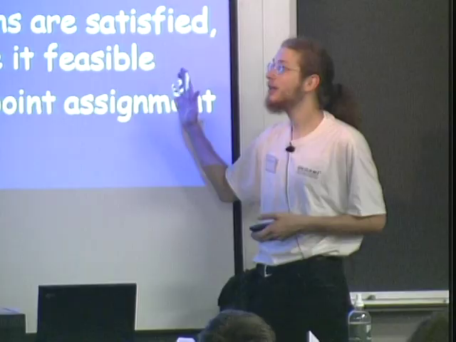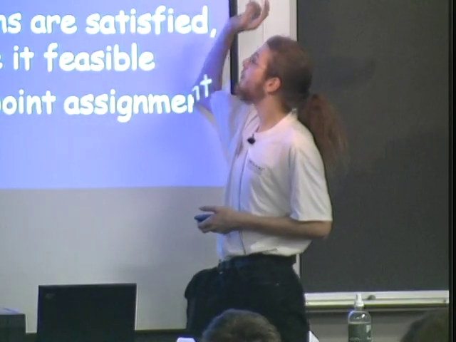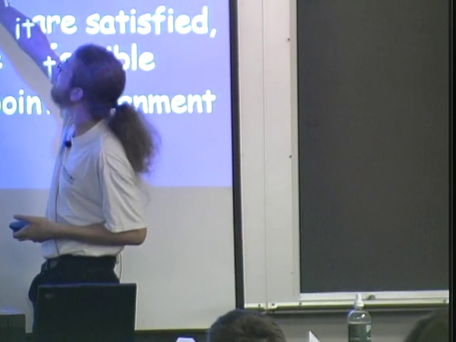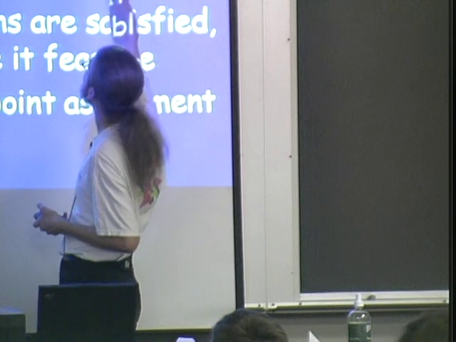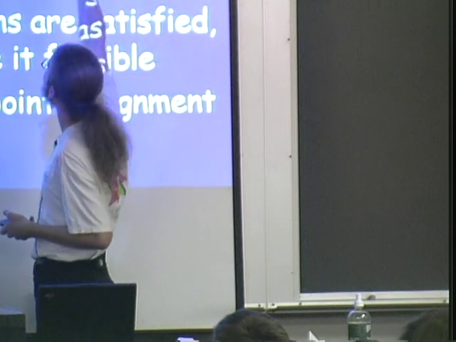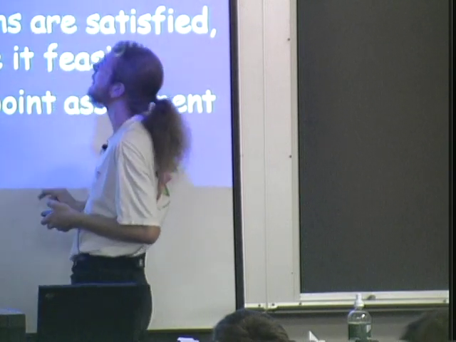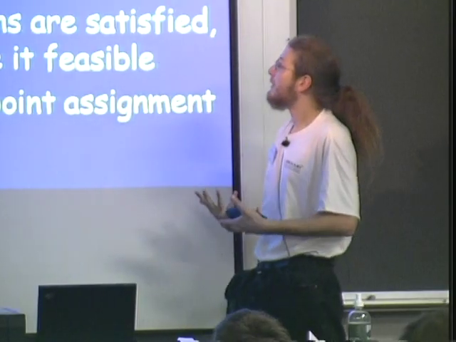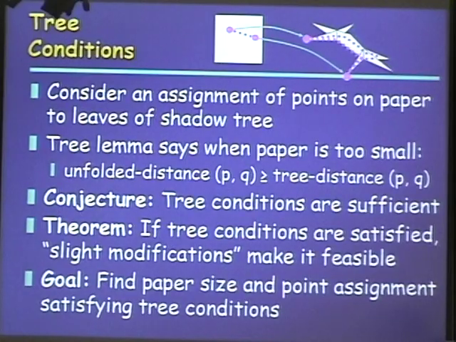So for any placement of points on the unfolded piece of paper, so I can just say, well, I've got these vertices in the tree. I'll just put that vertex there and that vertex there and so on. And hopefully it'll work out. And the claim is all you have to do is check the tree conditions. This is unfortunately a conjecture. And this is where things get a little bit imprecise, to say it in a good way.